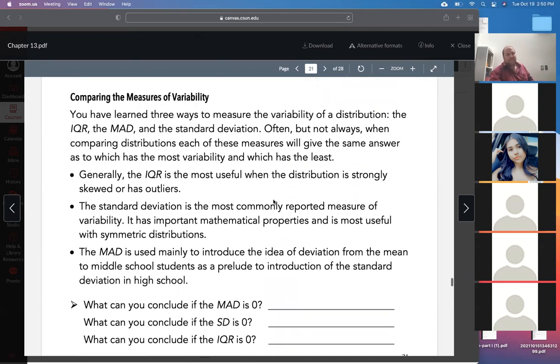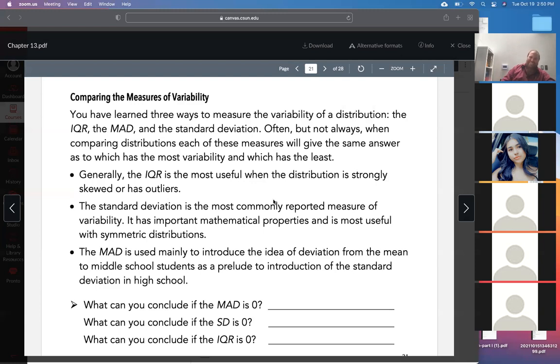So let's just go over that one last time. 3 ways of measuring variability. We have the IQR, the MAD, and the SD. When do I use which one? The IQR is used if I'm going to be using the median. IQR always goes with the median. When do I use the median? If there's a lot of skewness, if it's strongly skewed, or there are outliers. In that case, the mean is very easily changed, but the median resists very well. So I want to use the median if it's strongly skewed or there are outliers.